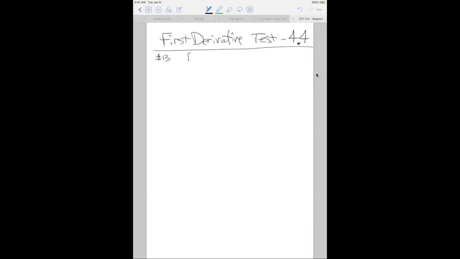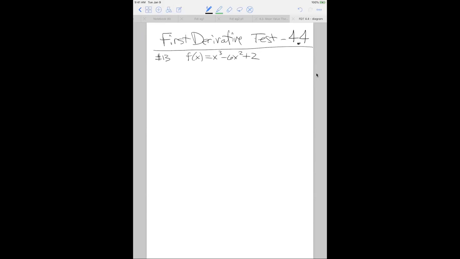We're given the function f of x equals x to the third minus 6x squared plus 2. And we're asked to find any local extrema. So the idea is to determine whether it's a local max or a local min. That's what we're hoping for. In order to do that, we need to find the critical numbers. And what we're basically going to do is talk about the regions to the left and to the right of each of those critical numbers.